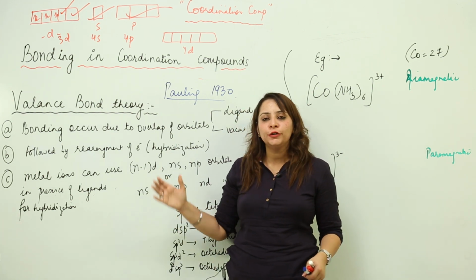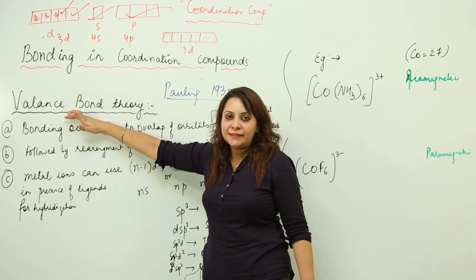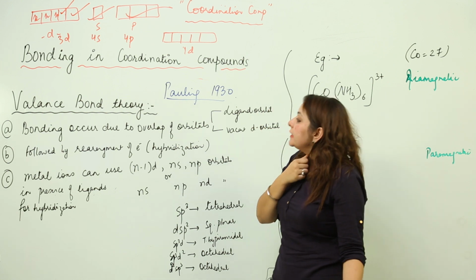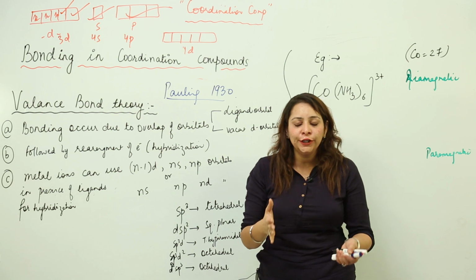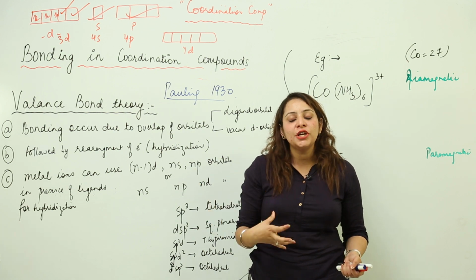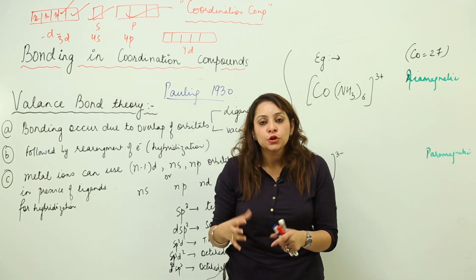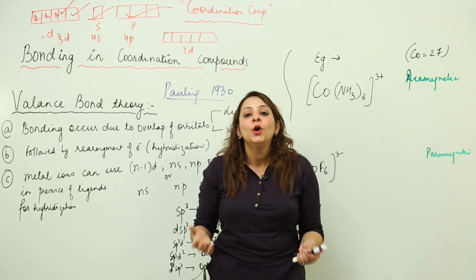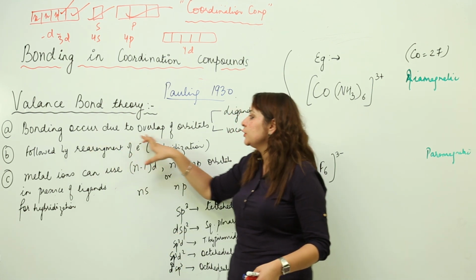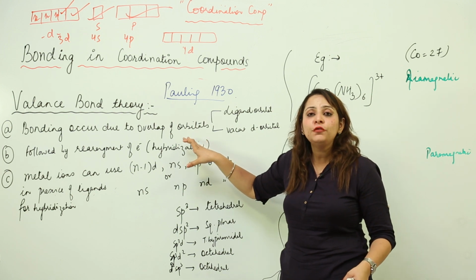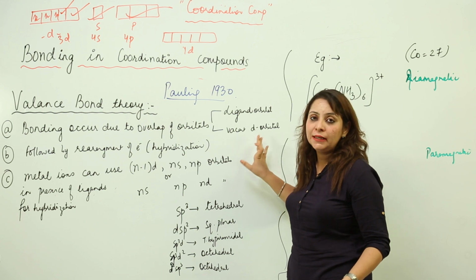Now it's time to look at the points, so just look at the board. What does this valence bond theory state? As you already know, it states that bonding occurs due to overlap of the orbitals. I told you that whenever the ligand is approaching, the central metal ion makes d orbitals available, and obviously they are going to show overlapping. So bonding occurs due to overlap of the orbitals, and mainly of ligand orbitals and vacant d orbitals of the metal atom.